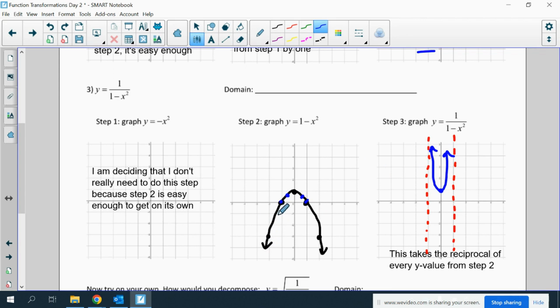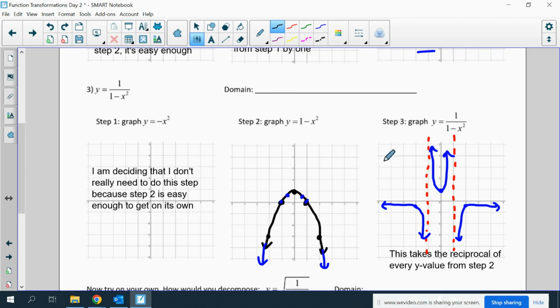And then these values, if I look over here, -2 and +2 for x are at -3. So I know that that's going to be at -1/3 when I take the reciprocal. It'll look something like this, because as it goes off to -infinity, my y values for the reciprocal are going to be close to 0.